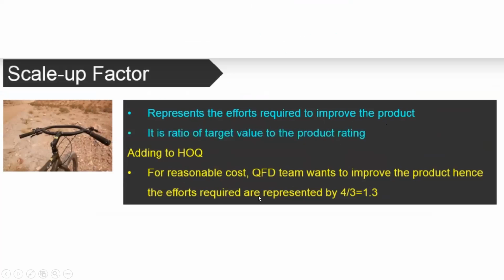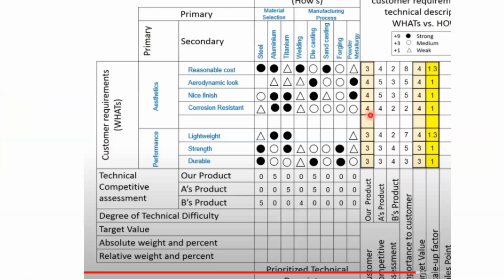So the effort required, I put 4 divided by 3, 1.3. Scale up factor is more than 1 or less than 1. So just now, 4 divided by 3, your product is 1.3. This one, no change, 1. This one, scale up, 1.3. Scale up factor.